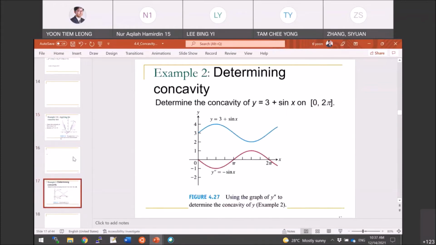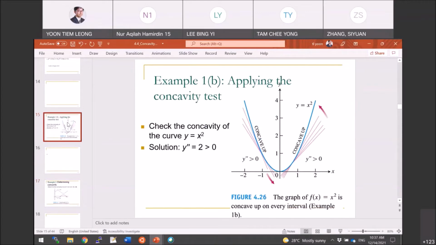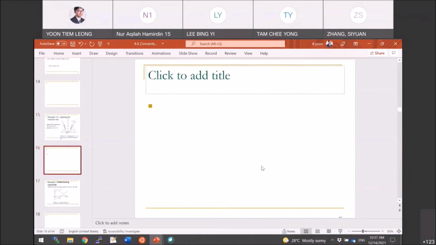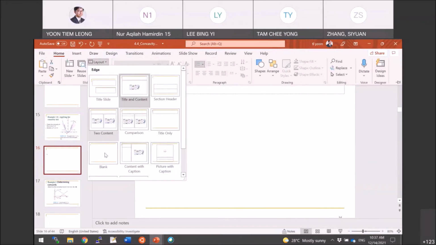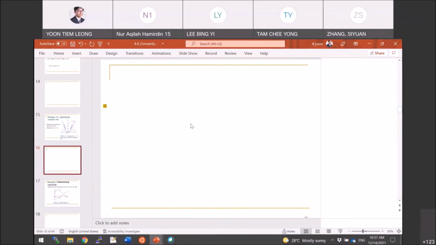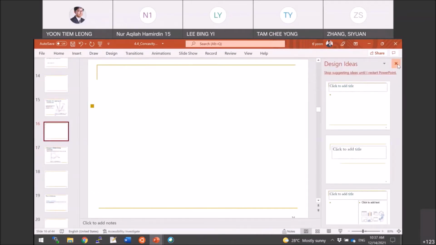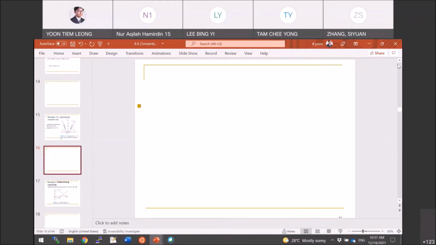So this is another example, y equals x squared. You're asked to check the concavity of this function. The idea is actually quite simple. Let me change the design a little bit. I need a blank line. Okay, so this is a graph. Then we want to check the graph of a function, which is y equals x squared. Check for the concavity. Right?